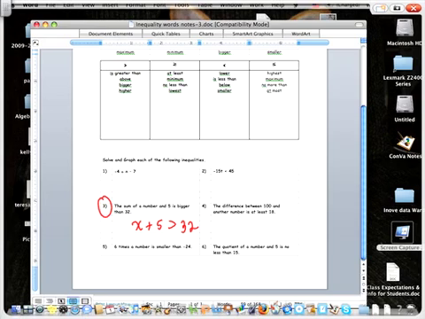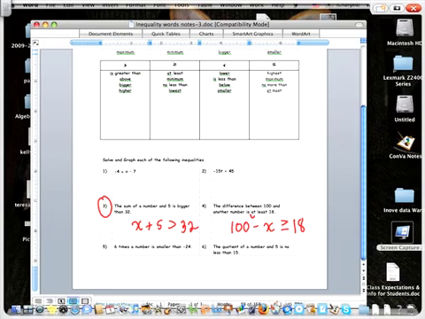And then, of course, you would normally work it out and solve it, but today we were just concentrating on translating. Number 4, the difference between, and difference means subtract, 100 and a number, so you would have 100 minus x is at least 18. So again, think about the number 18. If it has to be at least 18, that means it would be 18 or bigger, which would be the symbol greater than or equal to.